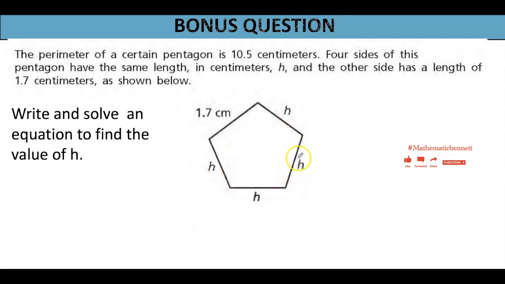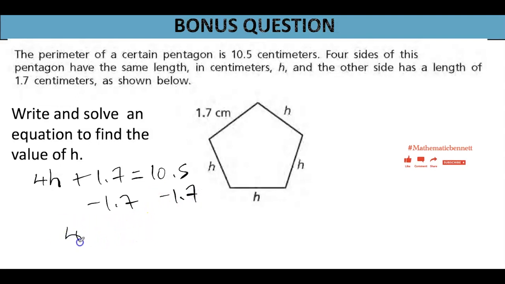From there we can write our equation, because we know if we are finding the perimeter of a pentagon, it will be the sum of all 5 sides. So we know 4 sides are h, plus we know that 1 is 1.7, and we know that the perimeter was 10.5. From there, we can subtract 1.7 from both sides of our equation. We see that 4h is equal to 8.8. From there, we can divide both sides by 4, and we see that h would be equal to 2.2. So each of those 4 equal sides would be 2.2.